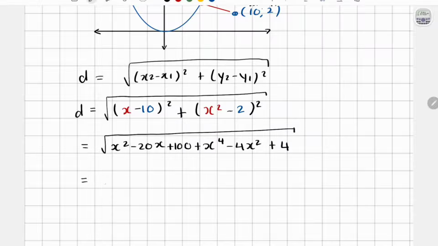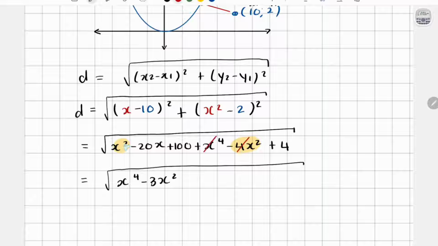Okay, so we're going to have the square root of, and let's just put our like terms together. So we have x squared and we have a negative 4x squared. Those can go together. But I'm going to put them in the order of the exponents. So highest exponents to lowest. So the highest exponent is that x to the power of 4. Then we have the x squared. So x squared minus 4x squared is negative 3x squared. And we're done with that.